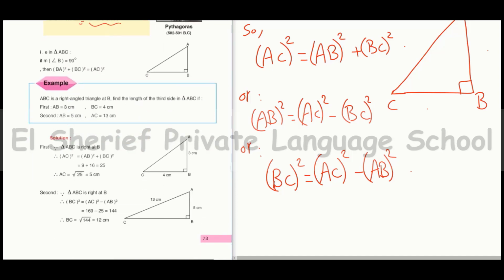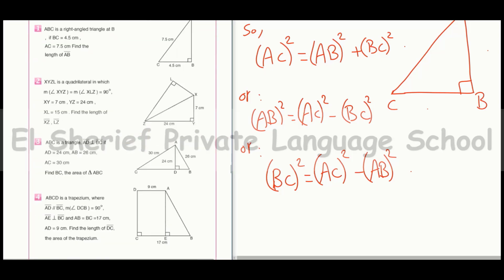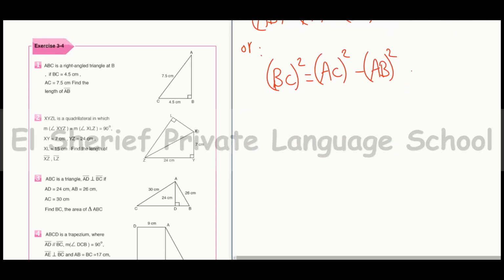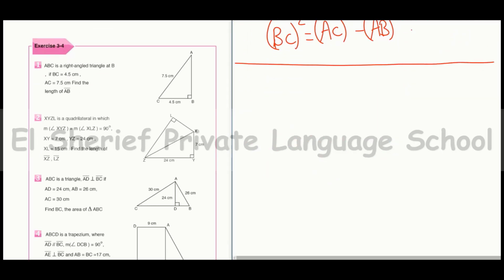Let me take an example. Example number 2. XYZL is a quadrilateral in which the measure of angle XYZ equals the measure of angle XLZ equals 90 degrees. Length of XY equals 7 centimeters, length of YZ equals 24 centimeters, length of XL equals 15 centimeters. Find the lengths of the two sides XZ and LZ.